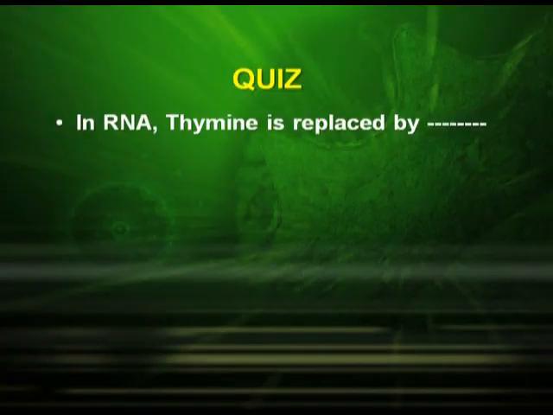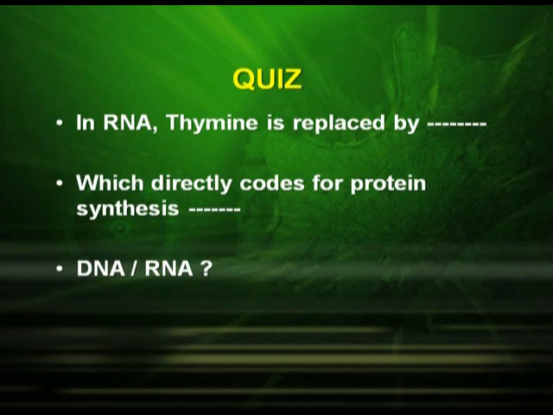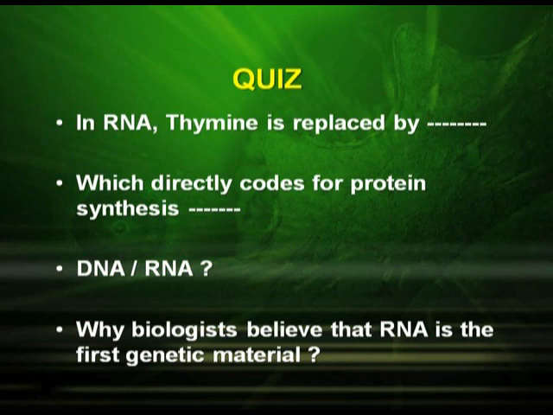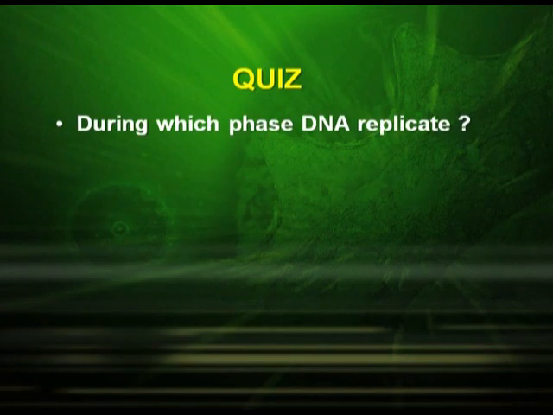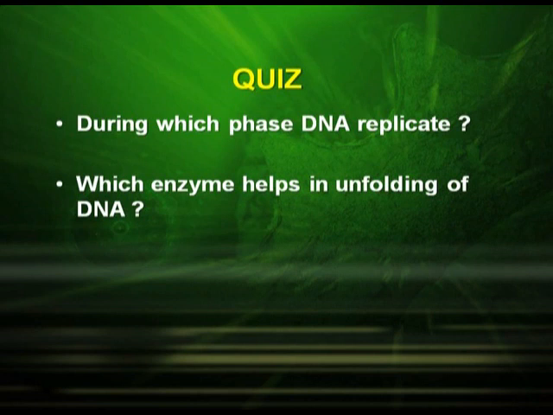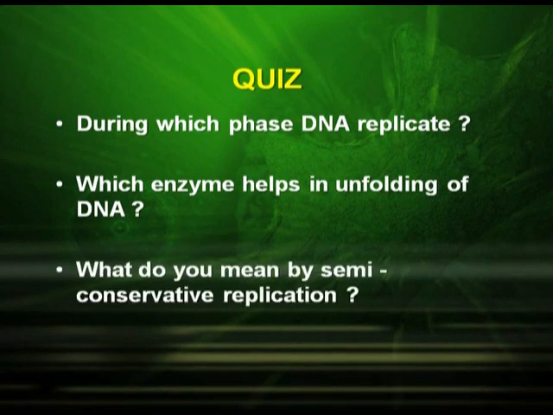So, let us have a small quiz now. In RNA, thymine is replaced by what? Which directly codes for protein synthesis, DNA or RNA? Why do biologists believe that RNA is the first genetic material? During which phase does the DNA replicate? Which enzyme helps in unfolding of DNA? What do you mean by semi-conservative mode of replication?